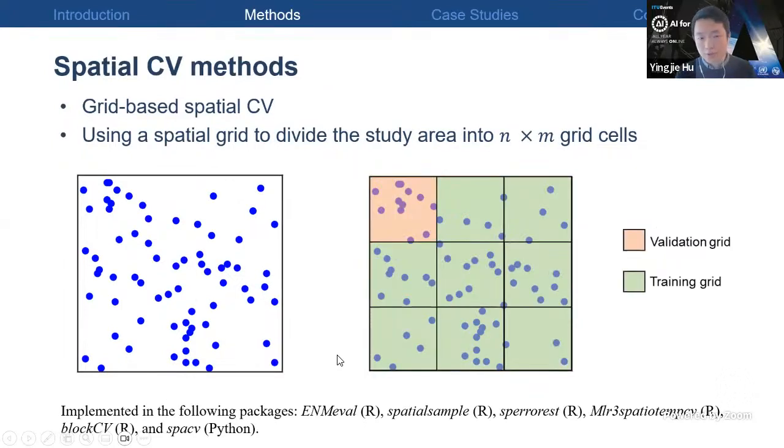The second approach is grid-based spatial cross-validation. Intuitively, we can use a spatial grid to divide our study area. In this case, we have a 3x3 grid, and we have 9 grid cells. We can use 8 of them for training and 1 for validation.